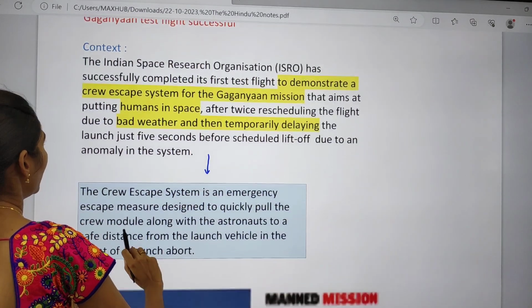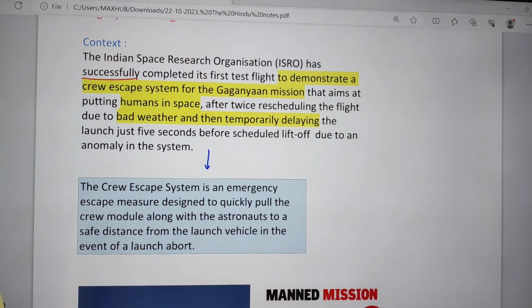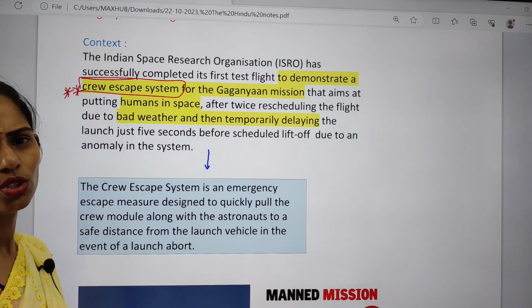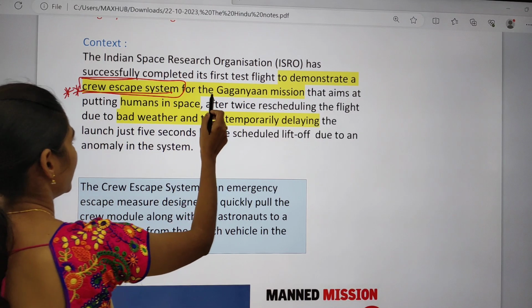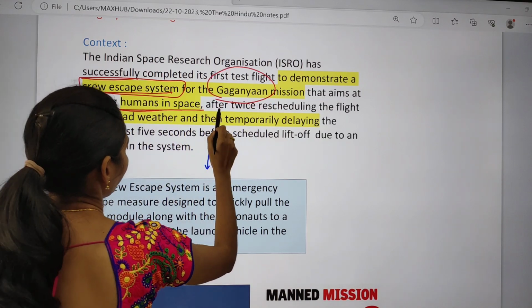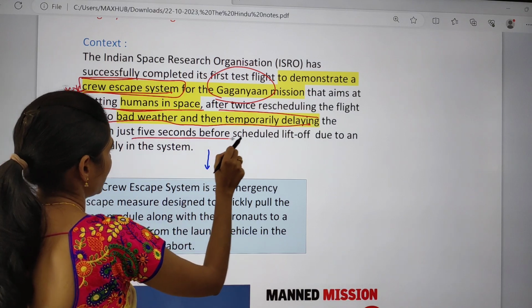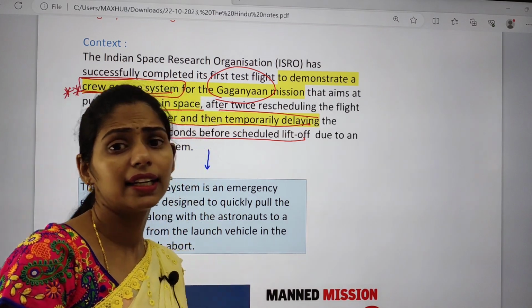So the first topic is the Gaganyaan mission. The context says that ISRO has successfully completed its first test flight to demonstrate a crew escape system. In this Gaganyaan mission, one important feature is the crew escape module. The important aim of that crew escape module is to focus on the safety of the astronauts. The flight was rescheduled twice due to bad weather, and the launch was temporarily delayed just 5 seconds before the scheduled time due to an anomaly in the system. So recently the launch had been postponed because of some technical challenges.